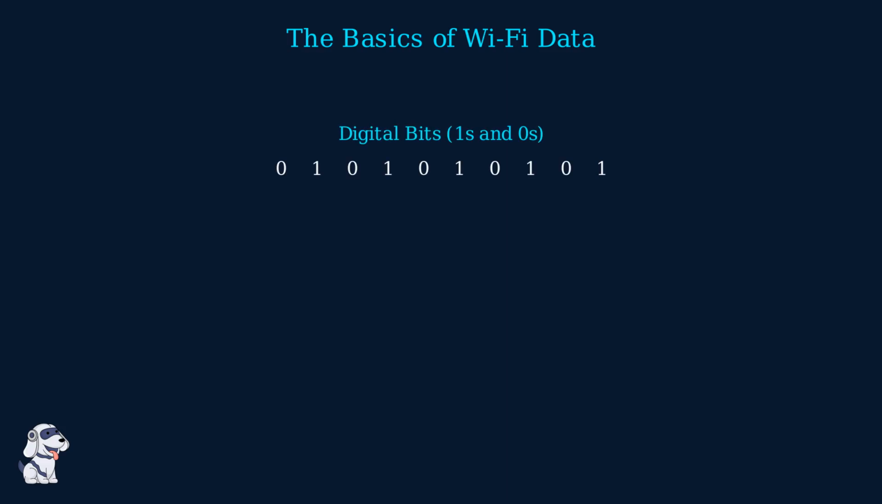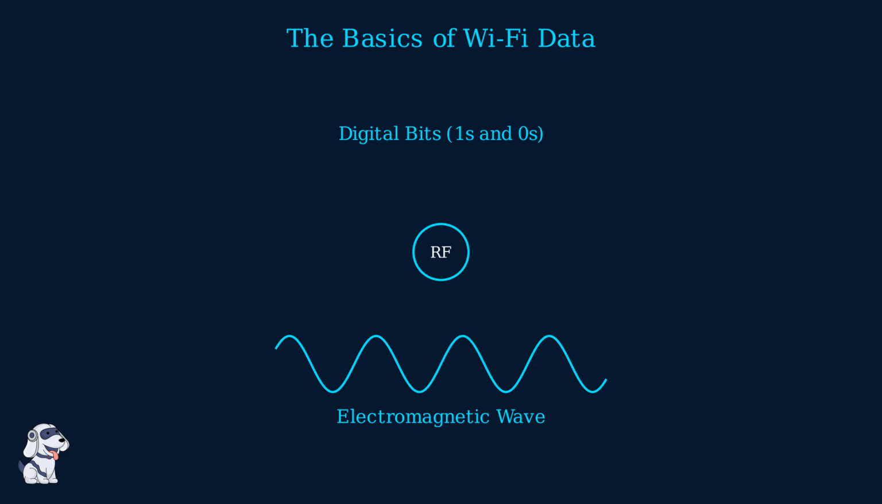Wi-Fi acts as a bridge between the digital world and the physical air around us. It converts binary code, the ones and zeros of your data, into electromagnetic signals. These signals travel through the air as radio frequency waves, carrying your information at the speed of light. By manipulating these waves, Wi-Fi allows us to share vast amounts of information without a single physical cable.